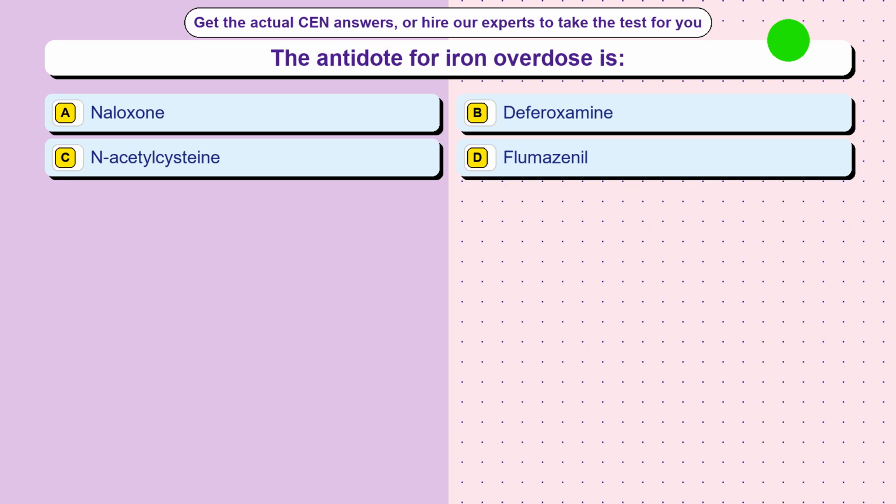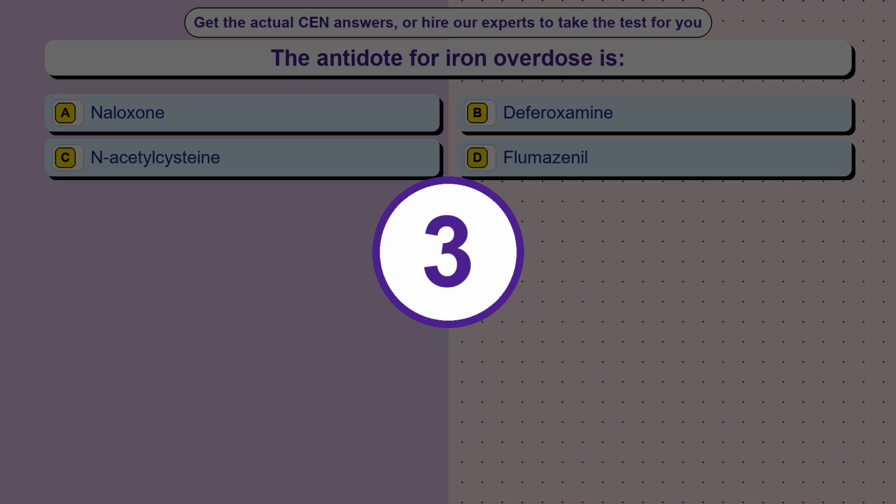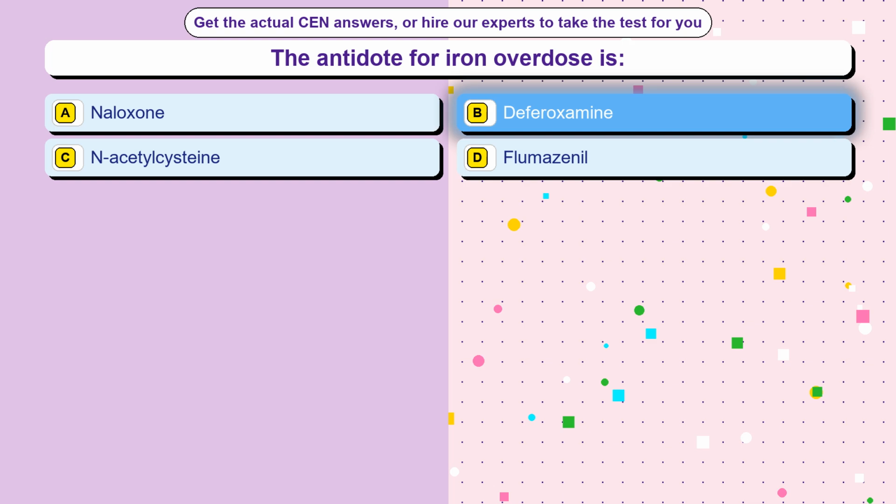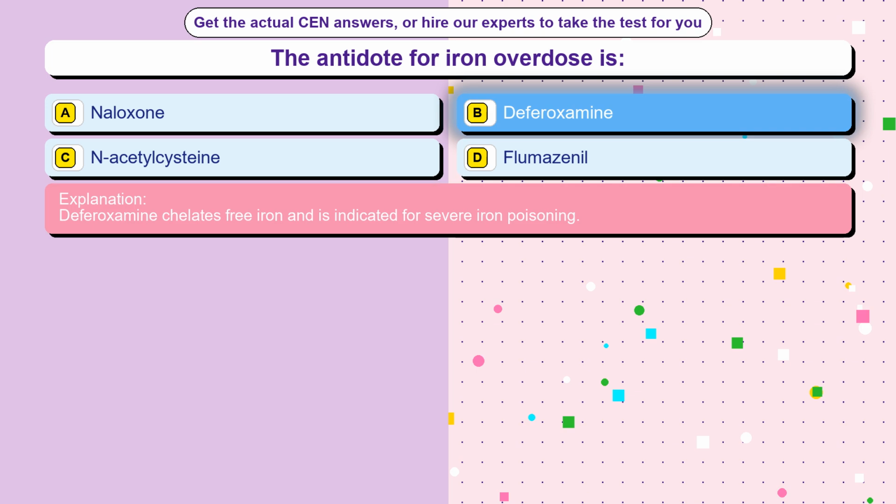Question 74. The antidote for iron overdose is Option A, naloxone. Option B, deferoxamine. Option C, N-acetylcysteine. Option D, flumazenol. The correct answer is option B, deferoxamine. Deferoxamine chelates free iron and is indicated for severe iron poisoning.